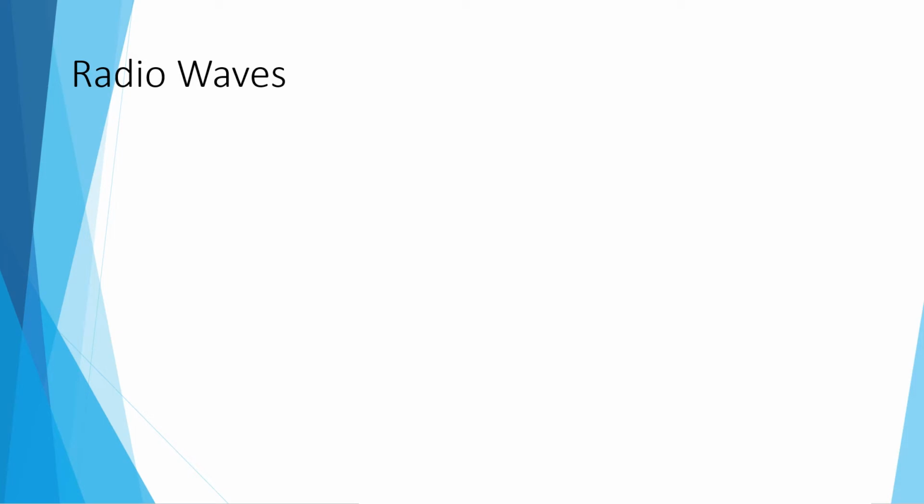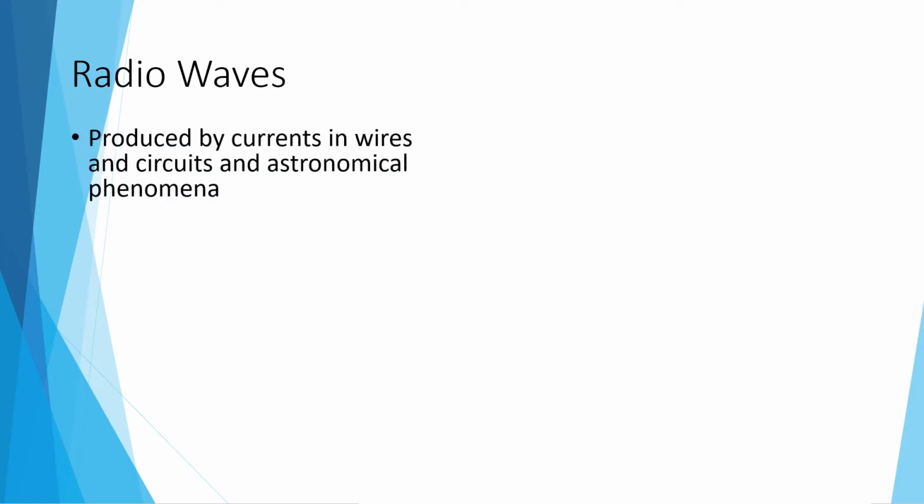First, radio waves. These are the lowest frequency electromagnetic waves. Radio waves are produced by currents in wires and circuits and by astronomical phenomena. Some of the lowest frequency radio waves come from AC power lines at frequencies of 50 to 60 Hz.